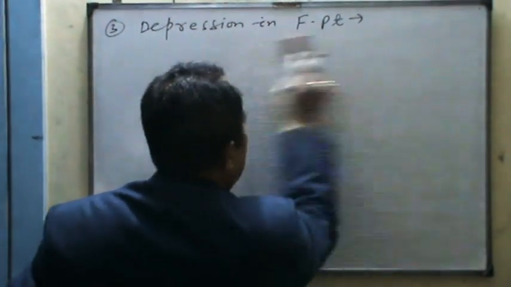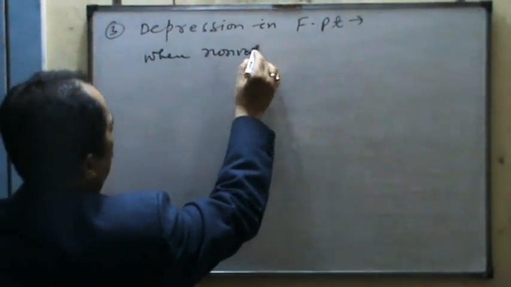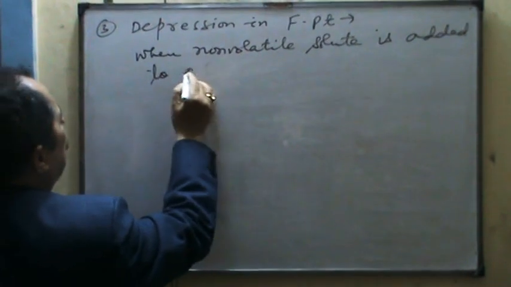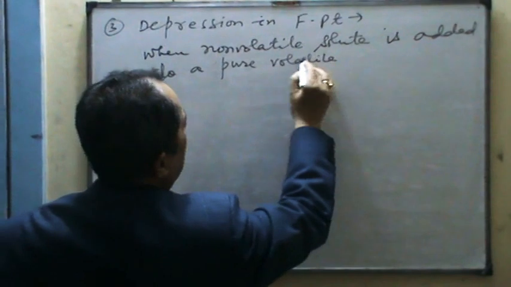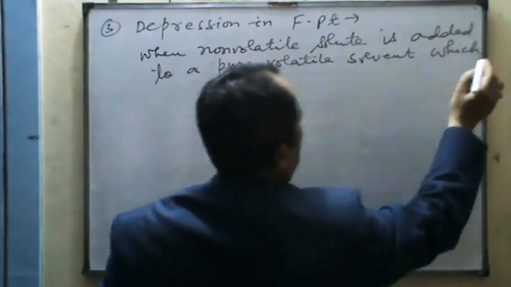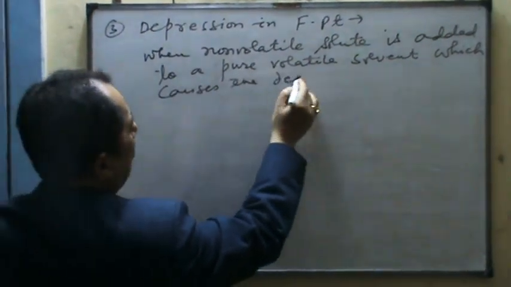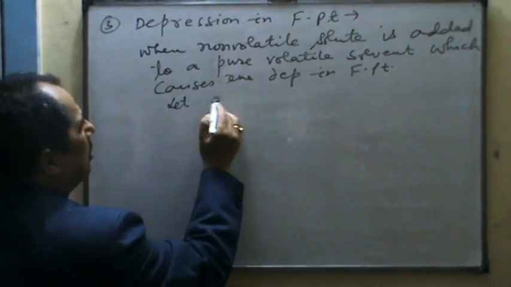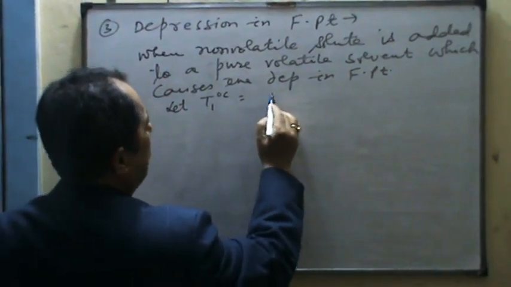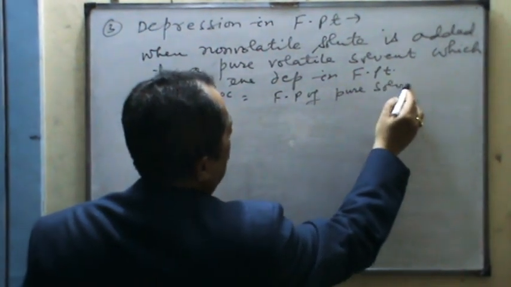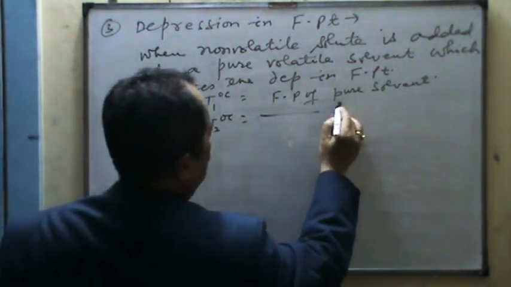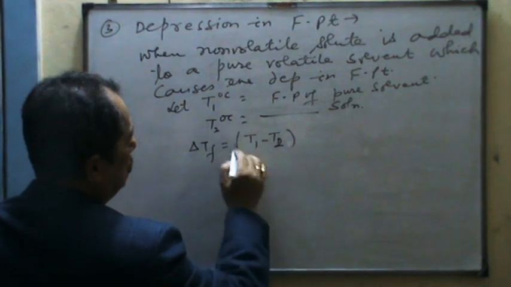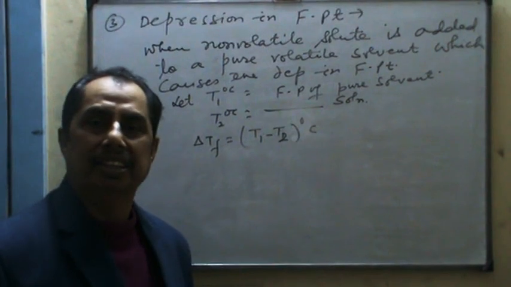Then, when a non-volatile solute is added to a pure volatile solvent, which causes the depression in freezing point. Let T1 degree Celsius be the freezing point of the pure solvent, and T2 degree Celsius be the freezing point of the solution. Then what is delta TF? Not T1 minus T2, because the freezing point of the solvent is greater than the solution.